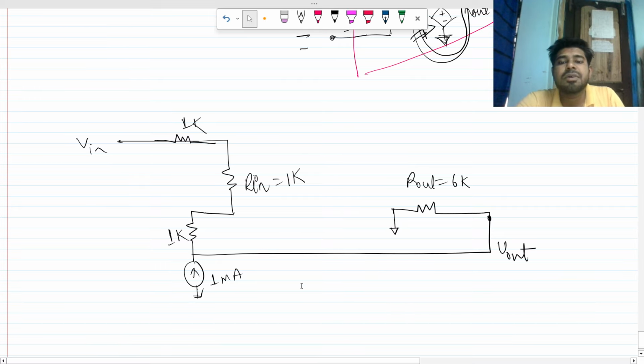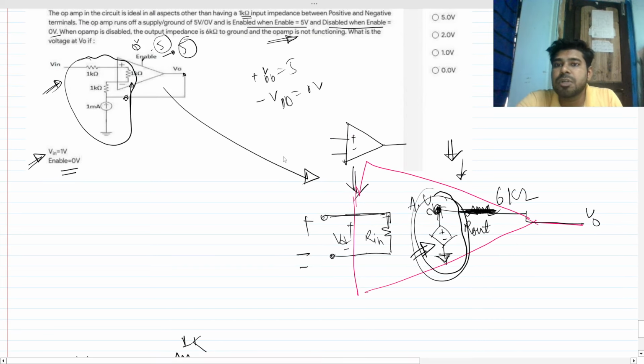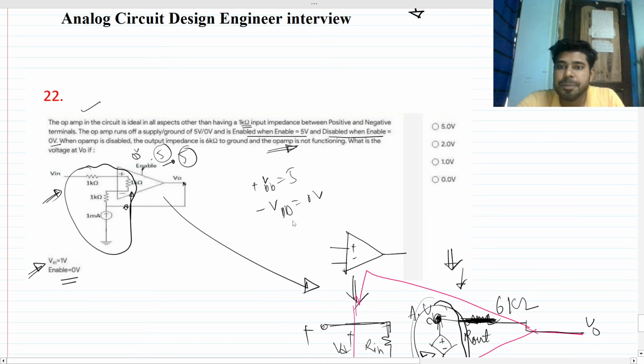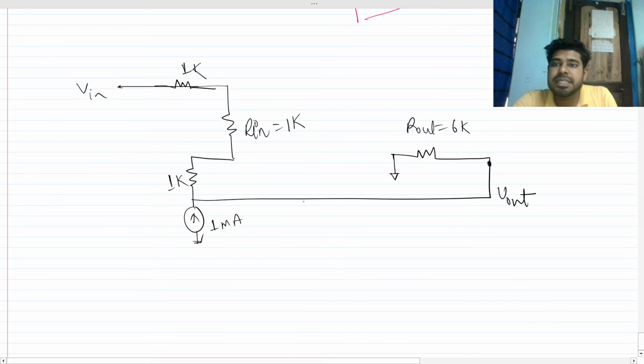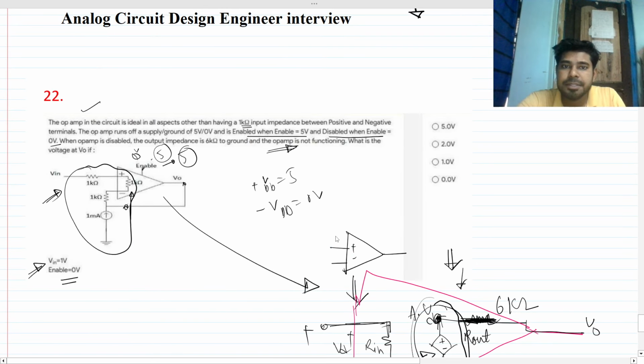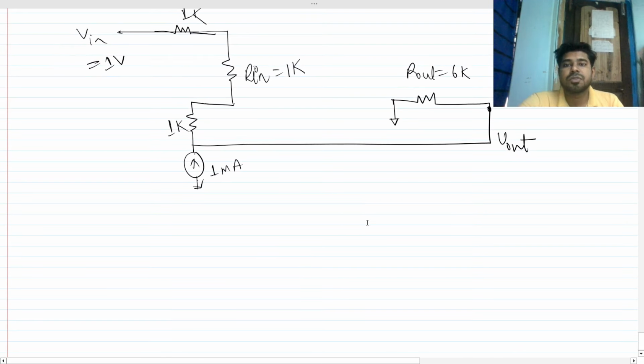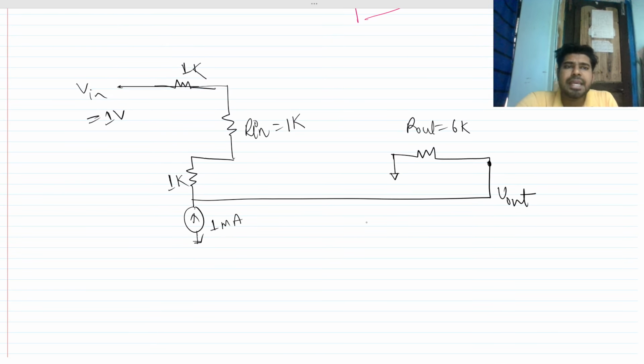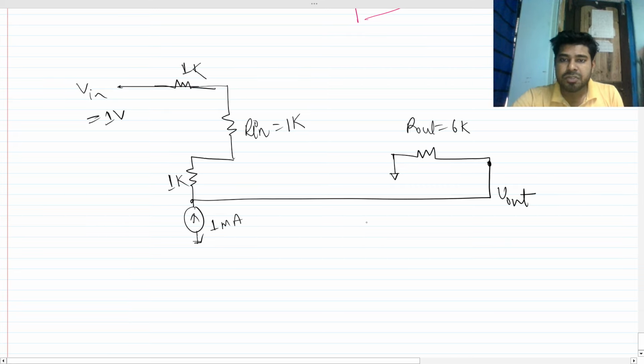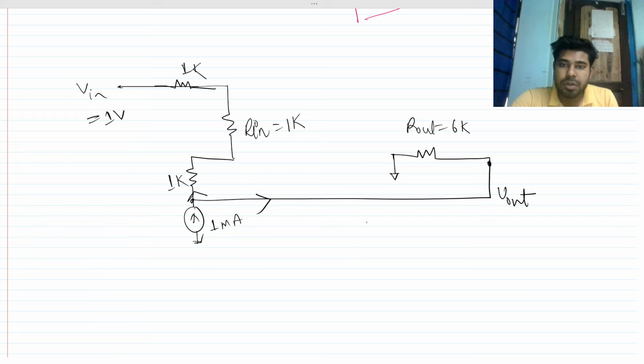Okay, now this becomes a normal circuit theory problem, so I think you can easily do this. This V in is 1 volt. Now you can apply any theorem. I actually prefer KCL. So this current will be divided into two currents, right? Now 1 milliamp, so milli and kilo cancel out, so I am writing in the general form.